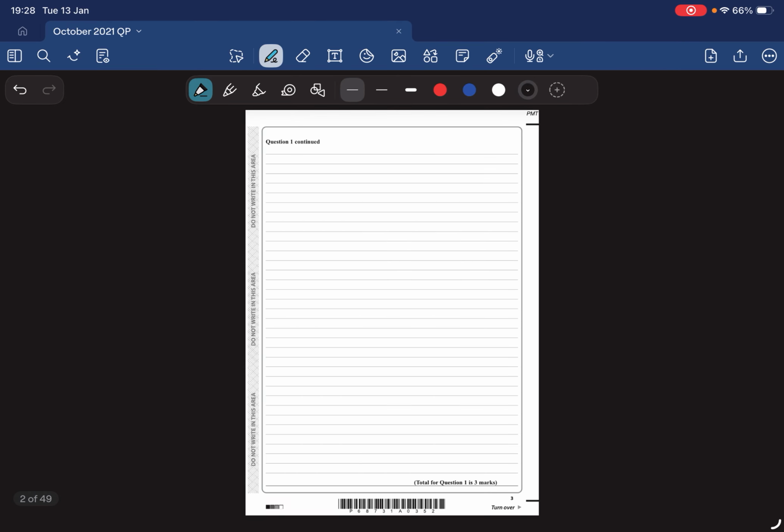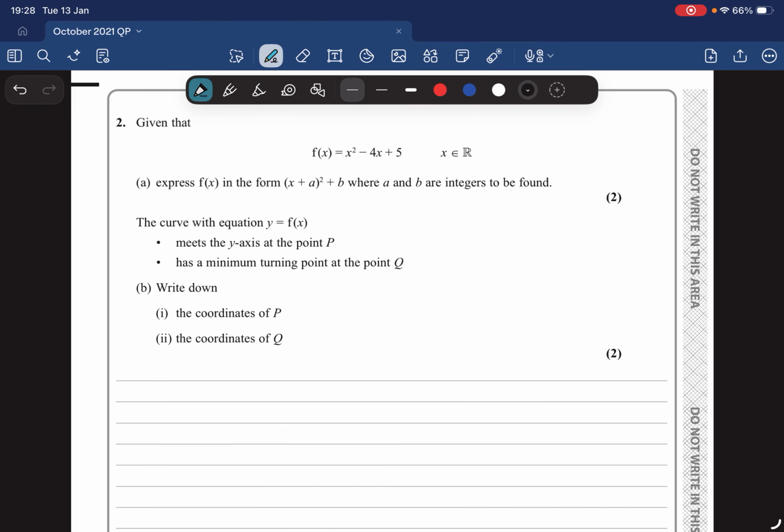Okay, so question number 2. Given that f of x is equal to x squared minus 4x plus 5, express f of x in the form (x plus a) squared plus b, where a and b are integers to be found. The curve with equation f of x. Okay, well, we'll worry about that later. This is not the concern right now.